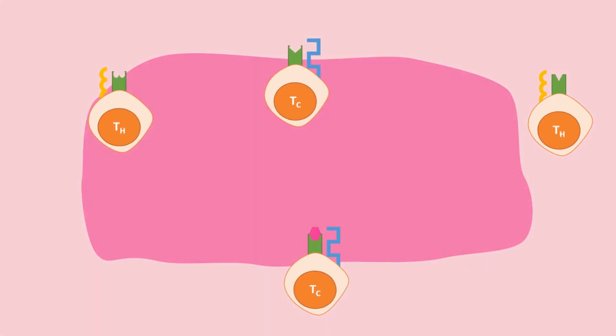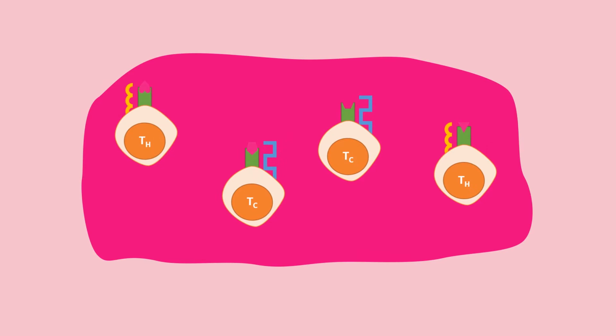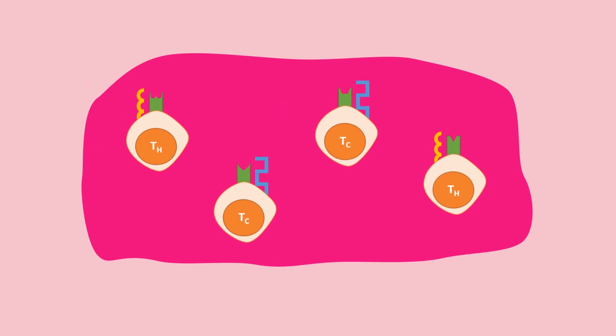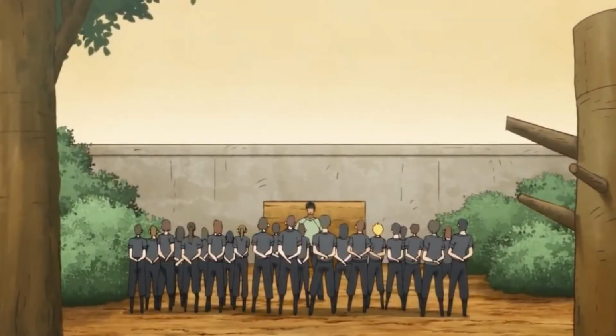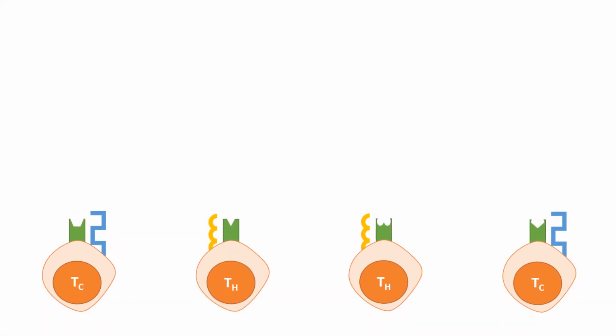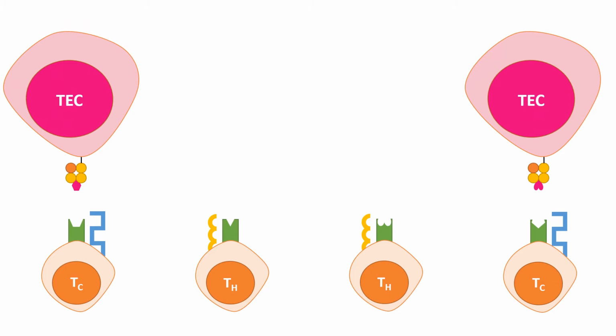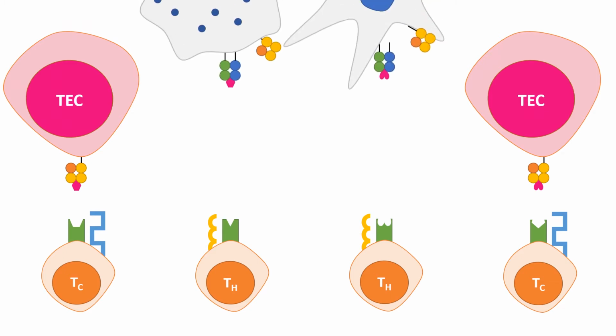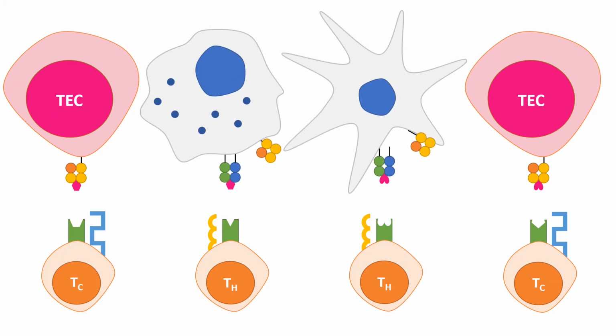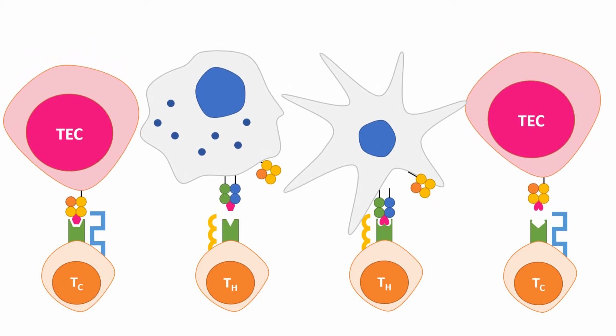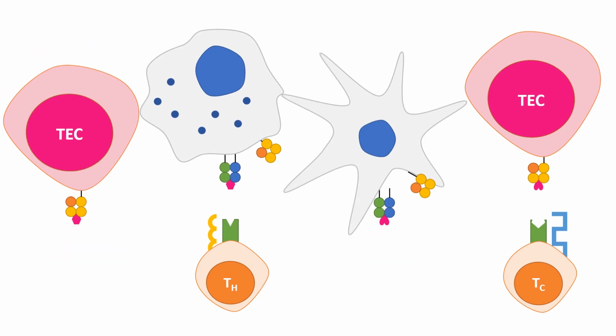Single positive thymocytes move to the medulla, where they undergo negative selection. Due to the random nature of genetic recombination, it is very likely that autoreactive T cells which target self-antigens are produced. Thymocytes are screened for their interaction with self-antigens by thymic epithelial cells through MHC1 and antigen-presenting cells through MHC2. Those that interact with self-antigens are removed.